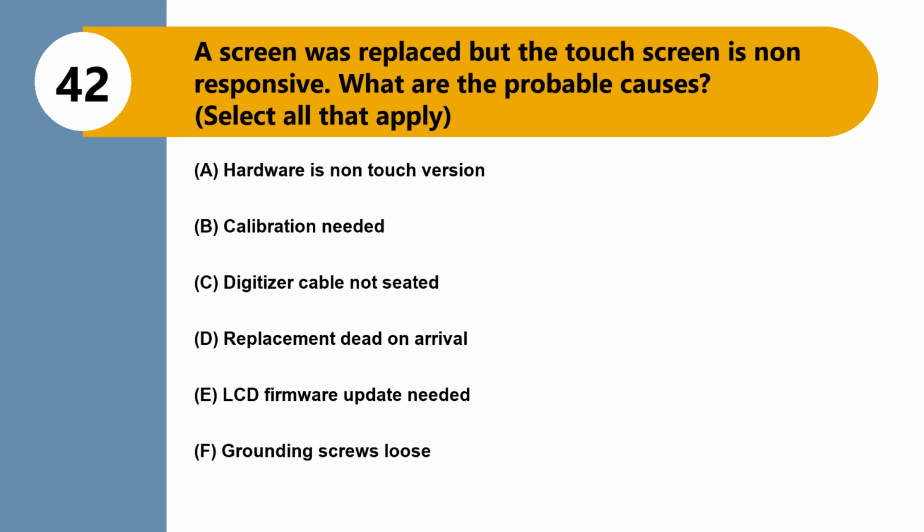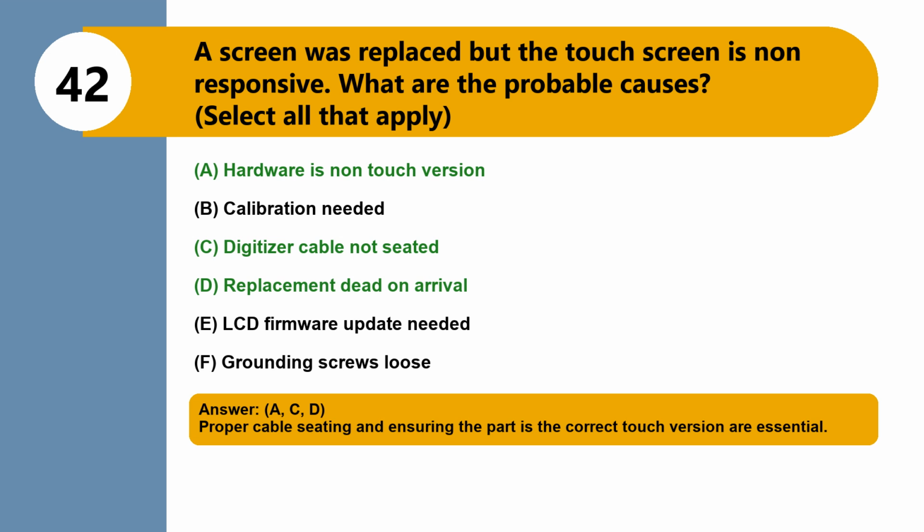Question 42. A screen was replaced but the touch screen is non-responsive. What are the probable causes? Option A, hardware is non-touch version. Option B, calibration needed. Option C, digitizer cable not seated. Option D, replacement dead on arrival. Option E, LCD firmware update needed. Option F, grounding screws loose. The correct answers are options A and C and D. Hardware is non-touch version. Digitizer cable not seated. Replacement dead on arrival. Proper cable seating and ensuring the part is the correct touch version are essential.